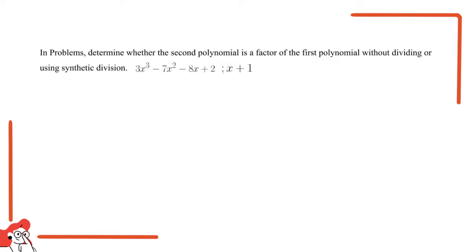The question says, in problems, determine whether the second polynomial is a factor of the first polynomial without dividing or using synthetic division. So, we need to determine whether x plus 1 is a factor of 3x cubed minus 7x squared minus 8x plus 2. Okay, there's a very practical theorem we can use.